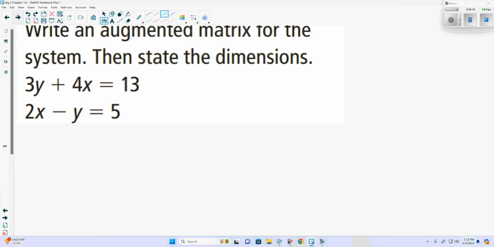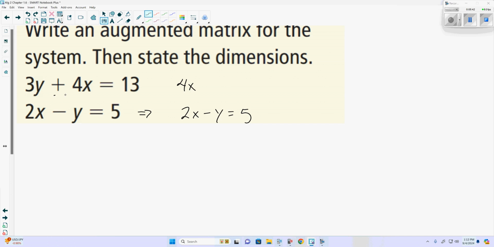Write an augmented matrix for the system, then state the dimensions. The second equation, 2x minus y equals 5, we're good. We have x, y, number equals number. First equation, we have y, x. We need to rewrite it. We need to switch those two. So we'd have 4x.